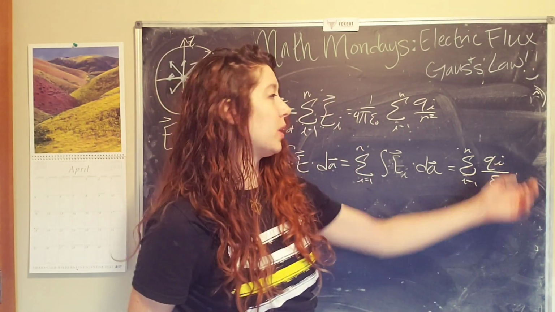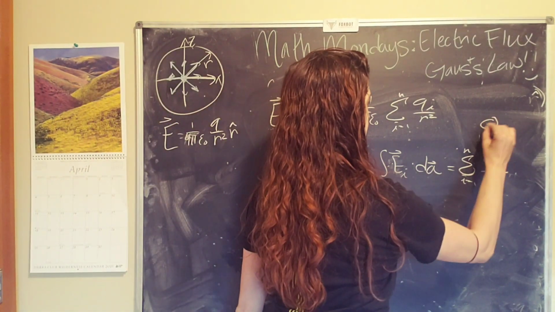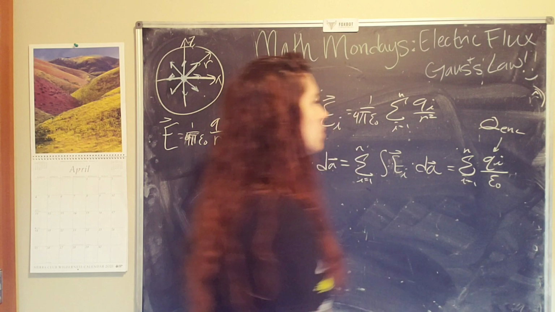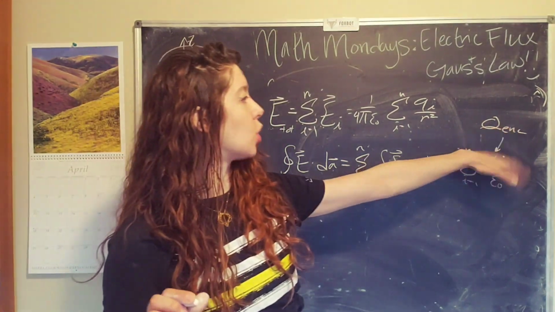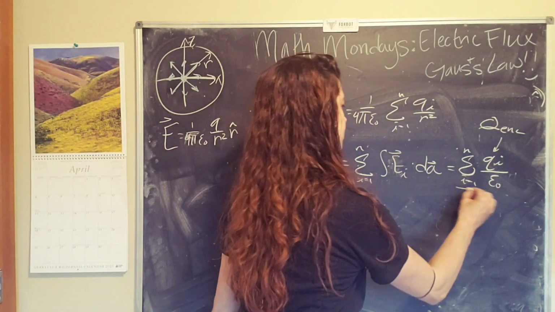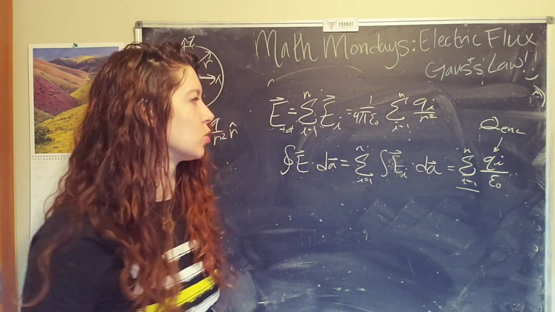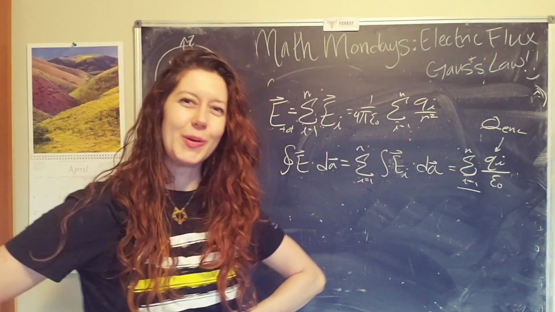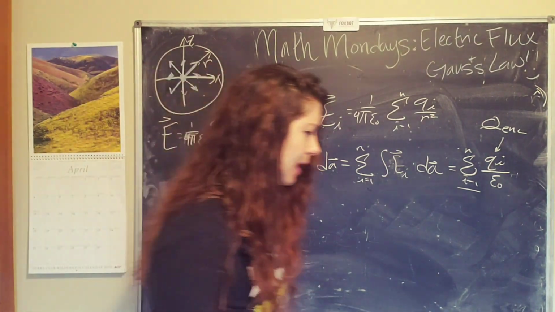And we can really just write qi as a capital Q enclosed to just represent that we should be totaling the charge inside. And that's honestly what this summation sign does. It's just saying, let's add up all the contributions of the individual charge, and you get Q enclosed. Okay, so that's really Gauss's law.